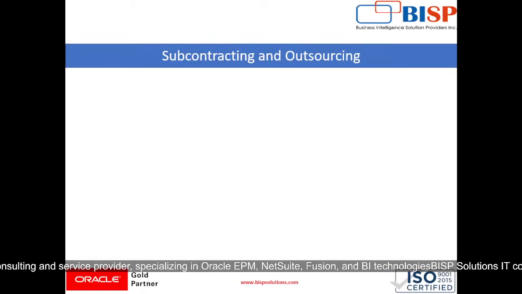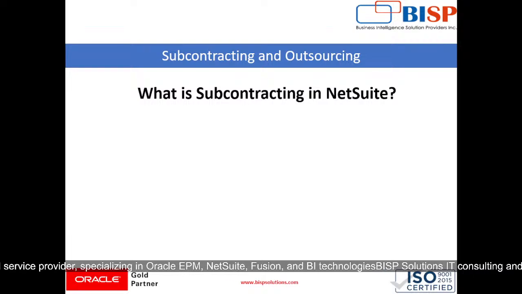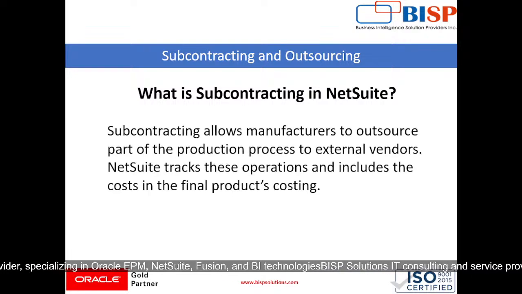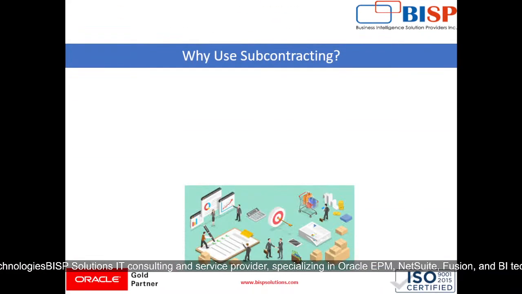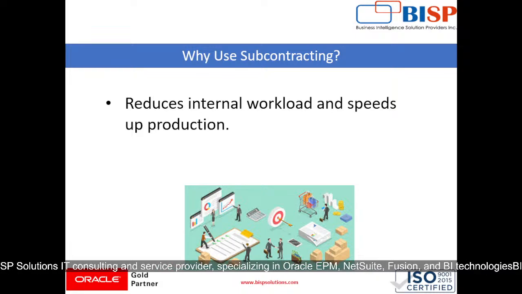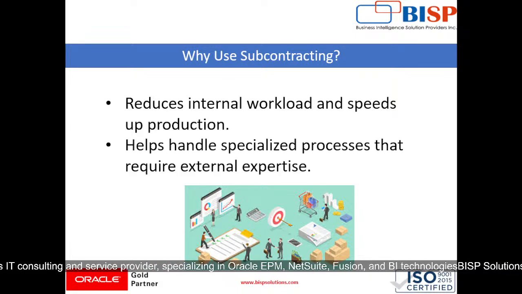Then comes our subcontracting and outsourcing. What is subcontracting in NetSuite? Subcontracting allows manufacturers to outsource part of the production process to external vendors. NetSuite tracks these operations and includes the cost in the final product's costing. So why use subcontracting? Because it reduces internal workload and speeds up production, and it helps handle specialized processes that require external expertise. So for example, a mobile phone manufacturer may subcontract the testing phase to an external vendor specializing in quality assurance.